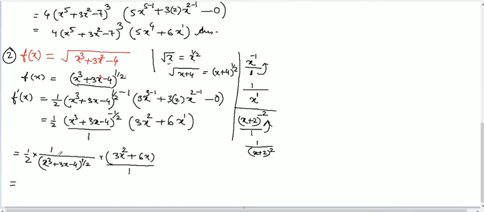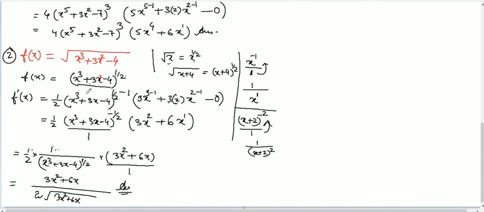So fraction multiplied by fraction multiplied by fraction, we will multiply top line by top line by top line. So 1 multiplied by 1, and 1 multiplied by this one will be 3x square plus 6x, and in the denominator 2 multiplied by this and multiplied by 1. So write down 2 here. And anything to the power half, I explained in the first question, power half means square root. So square root of 3x square plus 6x. This is your final answer of this question.